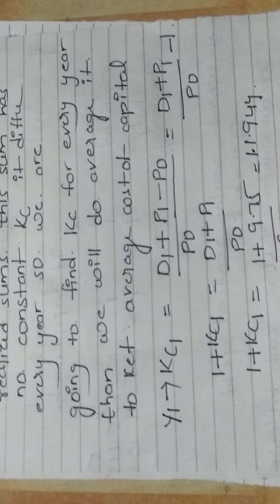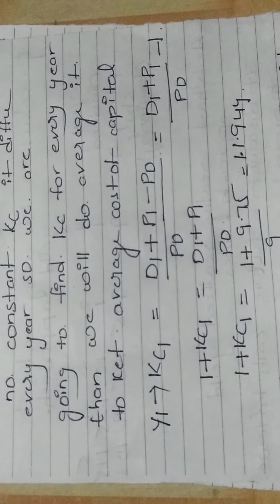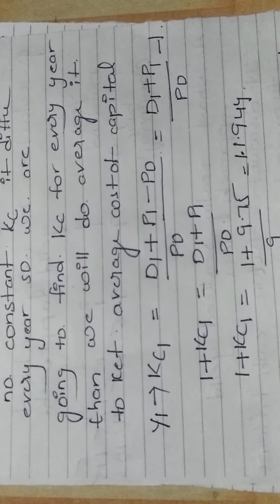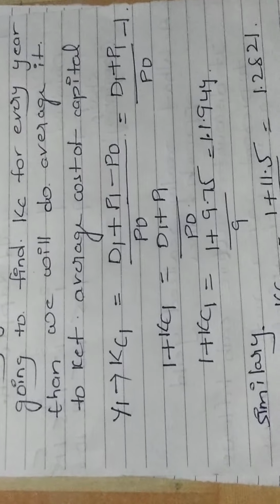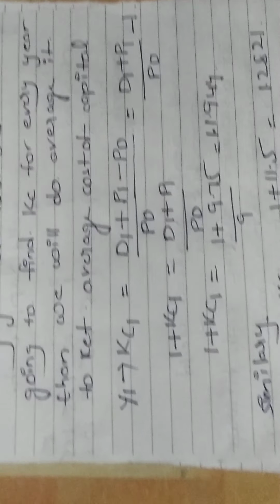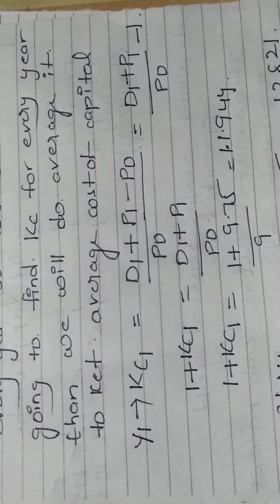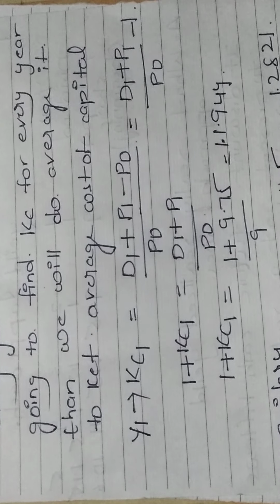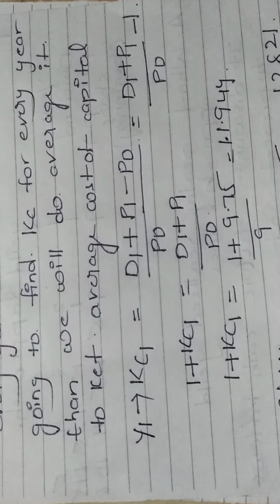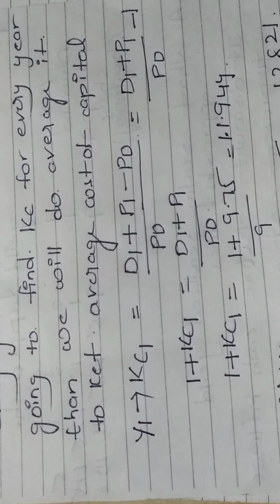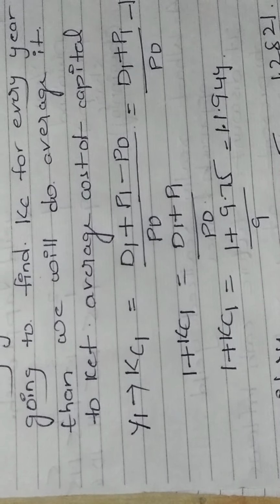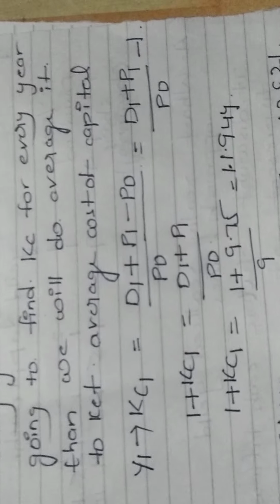Then we are going to find KC for every year, then we will average it. The cost of capital for year 1, KC1, equals D1 plus P1 minus P0 divided by P0. D1 is the dividend at the end of the year, P1 is the price at the end of the year, and P0 is the beginning price. Then we get D1 plus P1 by P0 minus 1.